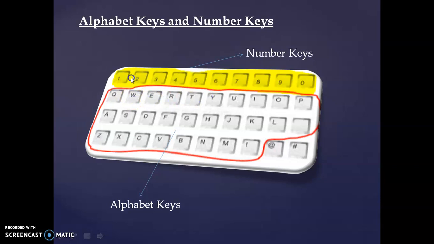And the keys in the yellow color mark are known as number keys. So we have 10 number keys on a keyboard, and these are marked as 0 to 9. No 10 number key is there. We can make 10 by pressing 1 and 0. So 26 alphabet keys are there from A to Z, and 0 to 9, 10 number keys are available on a keyboard. Let us learn about other keys.